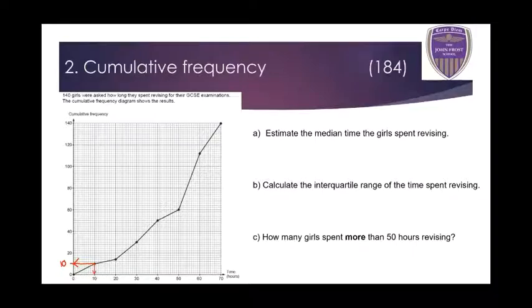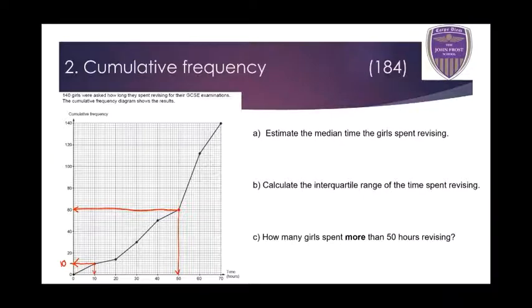If we then look at this point here and match it up with the x and y axis, we bring it down, that comes to 50 hours, and we take it across to 60. What this tells us is that 60 people did not revise more than 50 hours, but that 60 people revised somewhere between 0 and 50 hours. Okay, and we can go further with this.